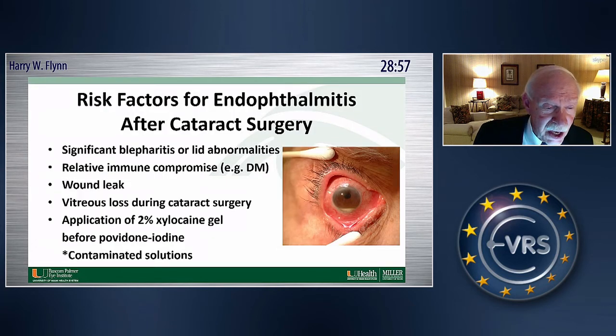So the factors that lead to endophthalmitis after cataract surgery are shown on this slide, and they include the presence of severe blepharitis or lid abnormalities, a relative immune compromise such as in diabetic patients, wound leak, vitreous loss during cataract surgery, the use of a gel prior to application of povidone iodine, and contaminated solutions, as we have heard this morning.